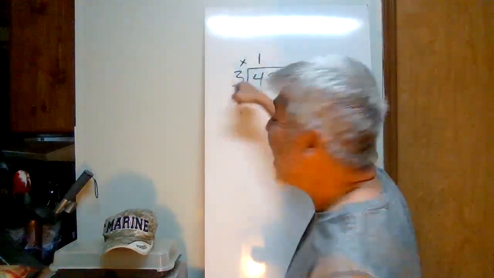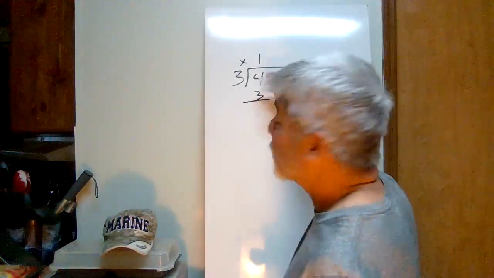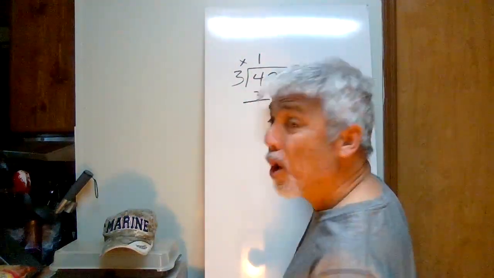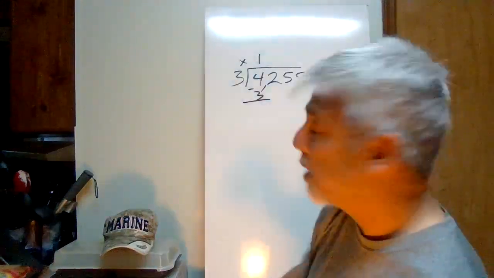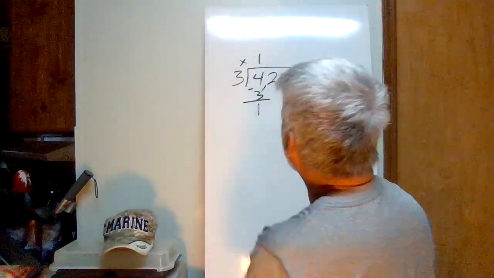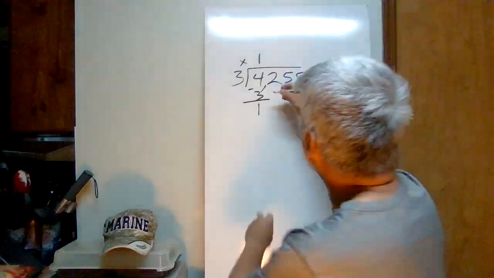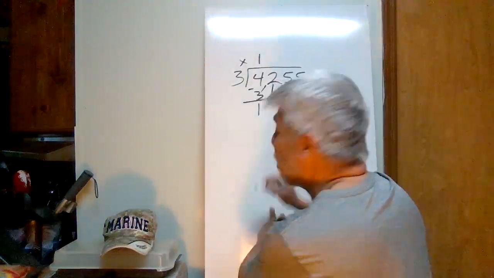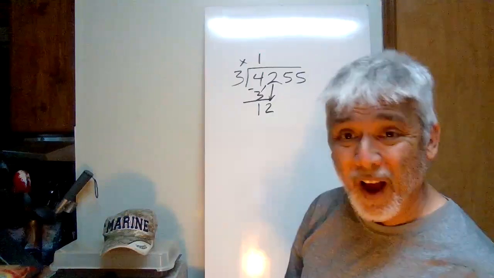1 times 3 is 3. All right, put the 3 under the 4. What are you going to do with it? You're going to subtract. 4 take away 3 is 1. All right, so there's your 1. But wait, 2 wants to come to the party. So we bring that 2 down by drawing an arrow. All right, now your new number house is the house of 12.